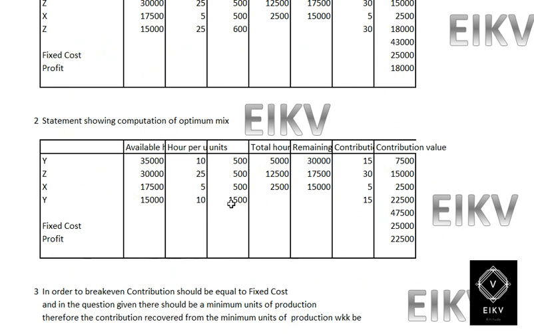Therefore Y is used, that is 50,000 divided by 10 is the hourly requirement for manufacturing 1 unit of product Y. Therefore 15,000 divided by 10 will be 1,500 hours. And then when it is multiplied with the contribution, you will get the contribution value as 22,500. After deducting the fixed cost from the total contribution, you will get the profit of 22,500, which is much greater than 18,000.